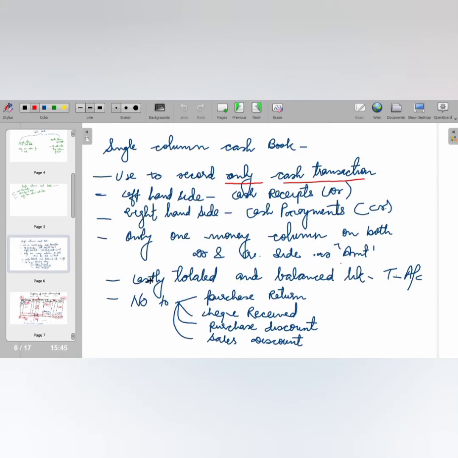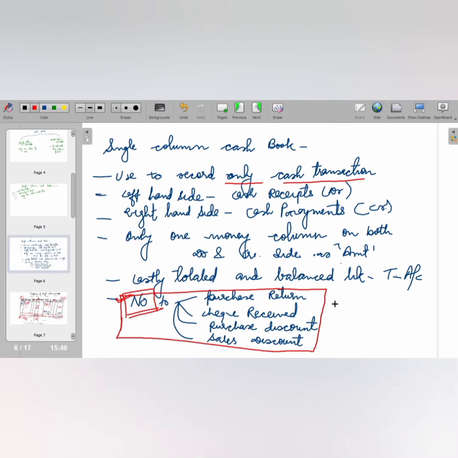Now, the last thing to note here is we cannot record transactions of these types. See, no to purchase return transactions. Cheque receipt will not be recorded in the cash book. Purchase discount will not be recorded in the cash book. Sales discount will also not be recorded in the cash book.